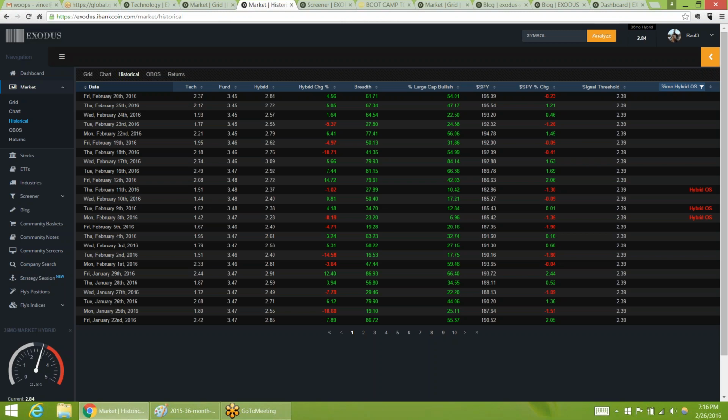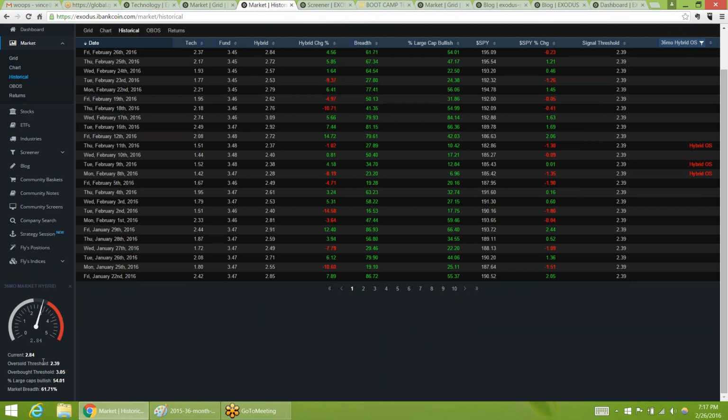That data is married together, and then we use what's called a sub-rosa scoring system to also include interest rates, commodity prices, and currency values. All of that data goes into the 36-month hybrid score. And that's shown all throughout the software. You can see it on the top right here next to your username. It's 2.84. It's on the navigation pane here in the bottom left as a meter. And you can see where the thresholds are on this one.